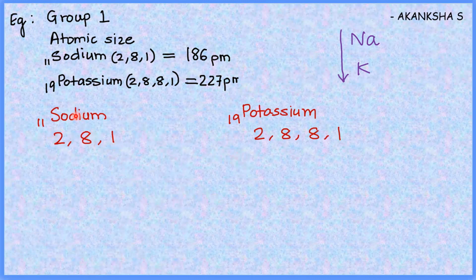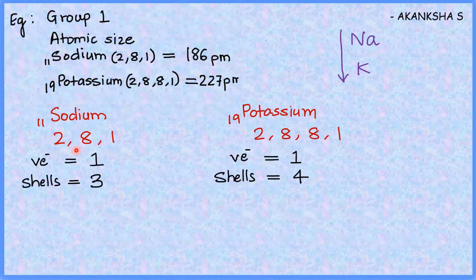Look over here. Sodium has configuration 2, 8, 1. Potassium has configuration 2, 8, 8, 1. Meaning sodium and potassium both have one valence electron. But what is changing? What is different? That needs to be highlighted. Sodium has only 3 shells. Potassium has 4 shells, meaning sodium's valence electron is shielded by only 10 electrons prior to it. But potassium's one valence electron is shielded by 18 electrons.